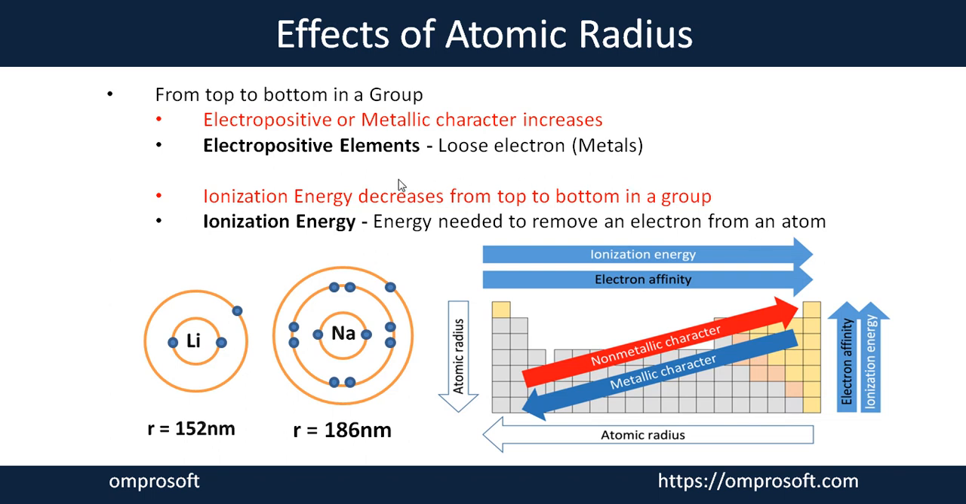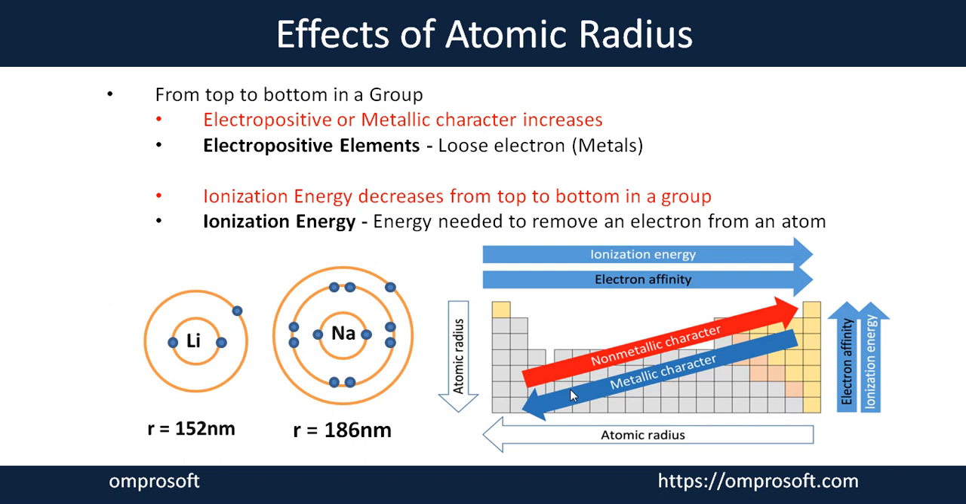And if such an element loses electrons easily, it means it is metallic, so its metallic character becomes strong, and such elements are considered electropositive elements because they lose electrons, and the positive charge becomes stronger on them. So while we move top to bottom in a group, their metallic character becomes strong, and as metallic character becomes strong, their non-metallic character becomes weak.